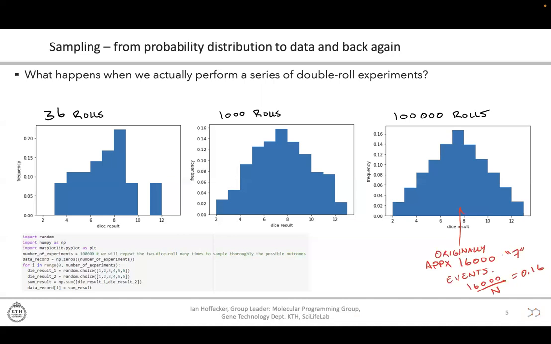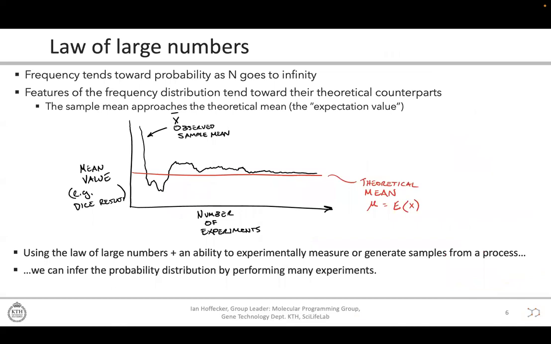And so this highlights an interesting law of probability, the law of large numbers. And this is the idea that as our sampling goes to infinity, the shape of our frequency distribution, or features of our frequency distribution, are going to trend towards their theoretical counterparts. And so this is true with the distribution itself. It's also true with, for example, the mean.